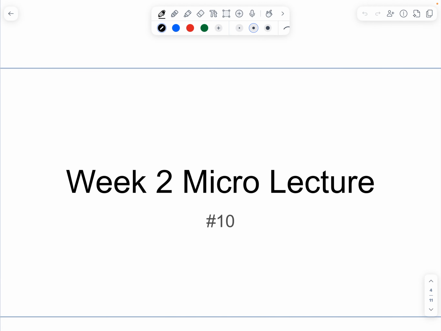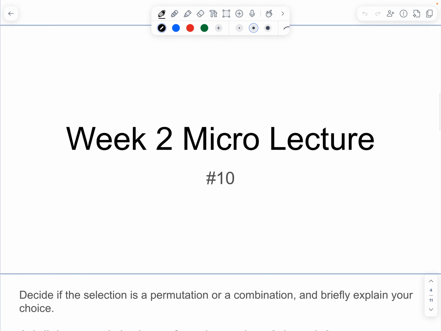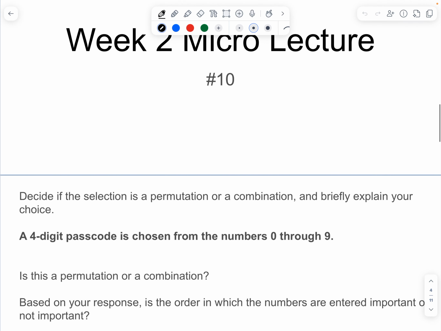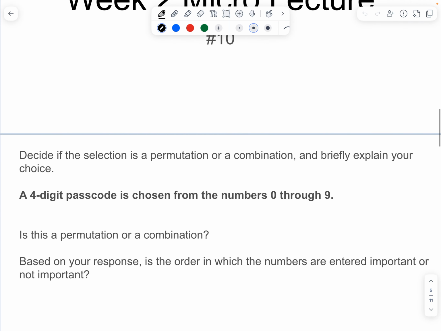Right, so we're in week 2 and I've selected a few problems. Hopefully my number 10 is close to your number 10, but this is definitely a problem where I've seen in the past people sometimes struggle with. So the question is, decide if your selection is either a permutation or a combination and briefly explain your choice.